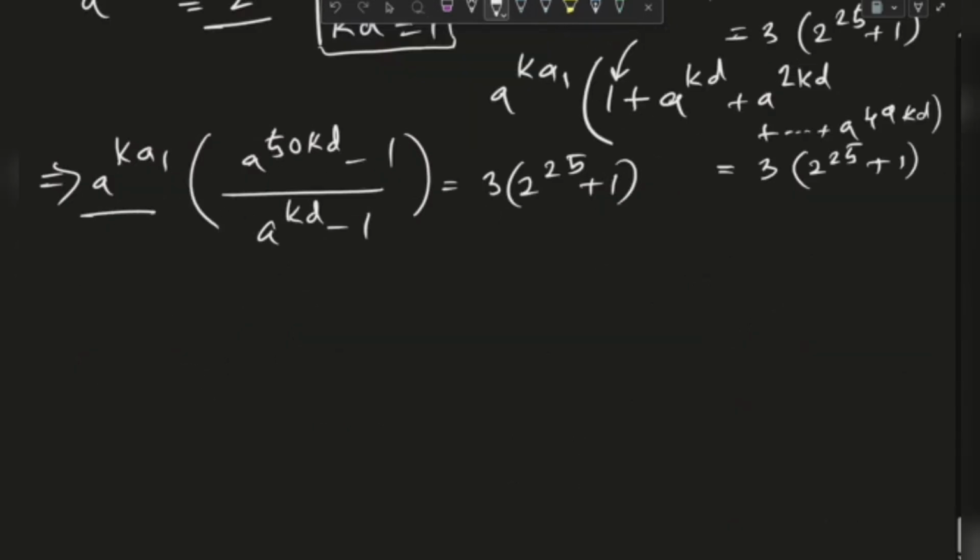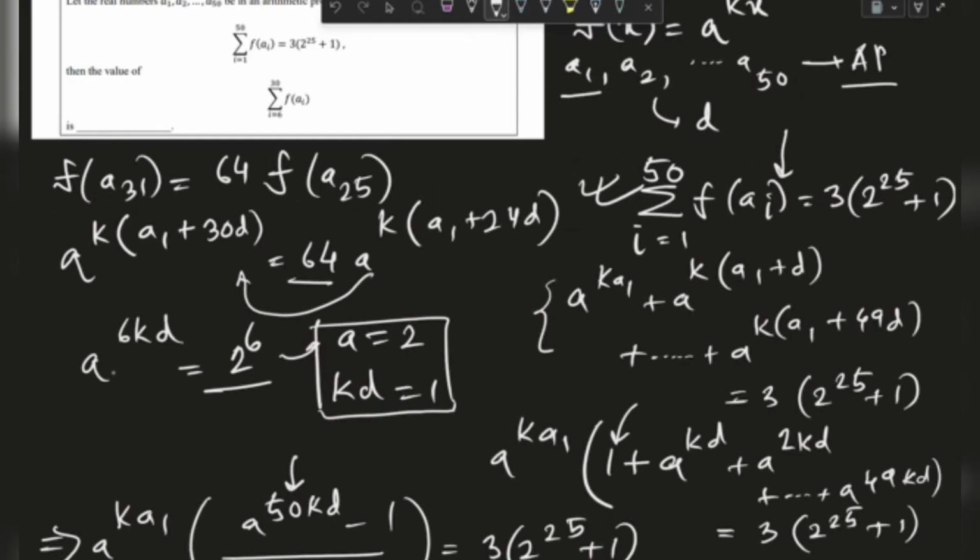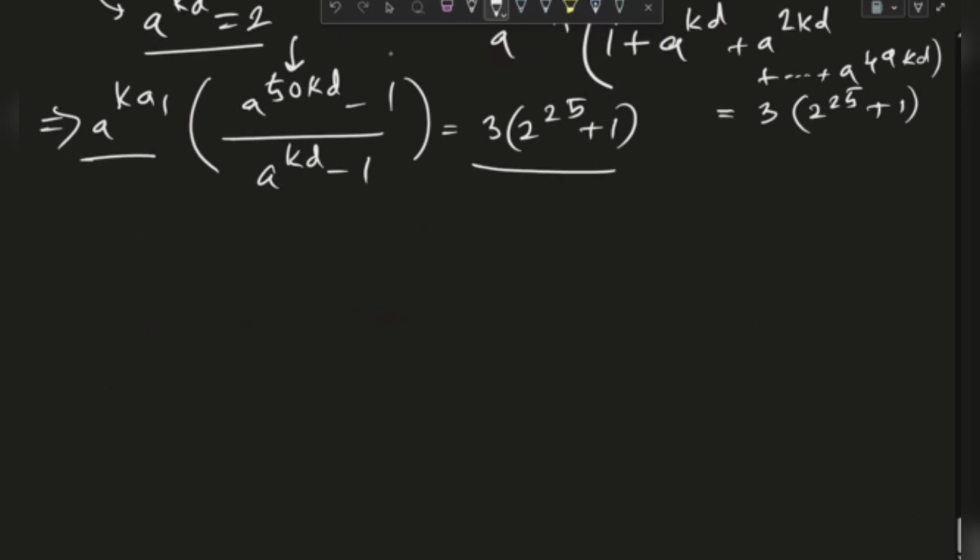So this is it, a power k1. And because a power 0 to a power 49, there are 50 terms, so a power 50 kd minus 1 divided by a power kd, which is the common ratio, minus 1. This is equal to 3 into 2 power 25 plus 1. Before proceeding, we will derive a result from this part. Because 6 and 6 are common, we can actually write a power kd as 2. So now we will move back to the question.